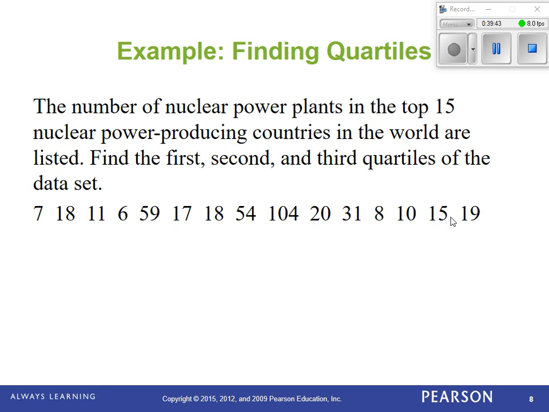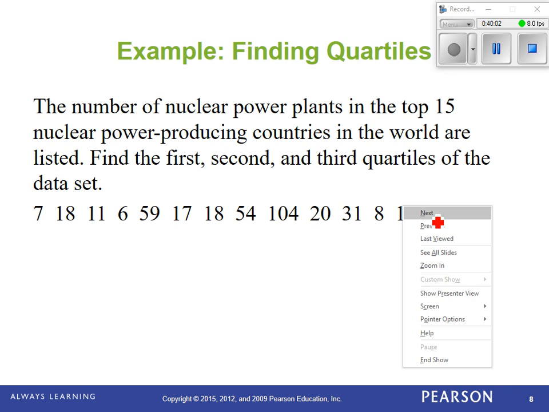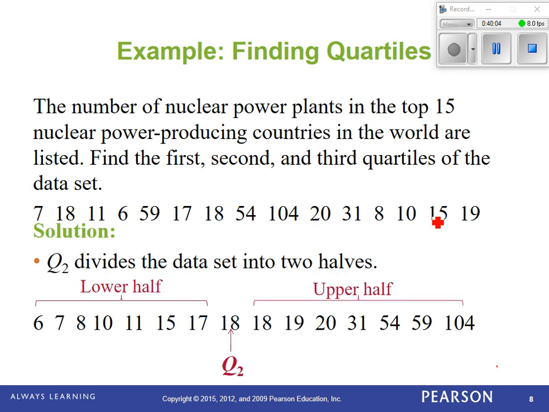So just looking at this example, if we had this big long list, the number of nuclear power plants in the top 15 nuclear power producing countries in the world are listed. Find the first, second, and third quartiles of the data set. First thing you've got to do is put it in order. So we put it in order.